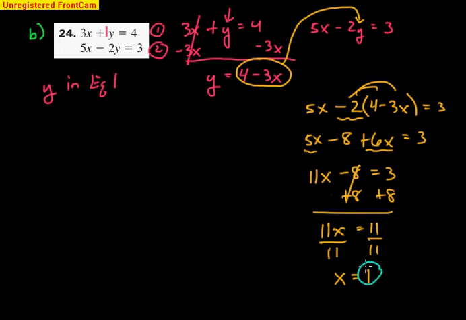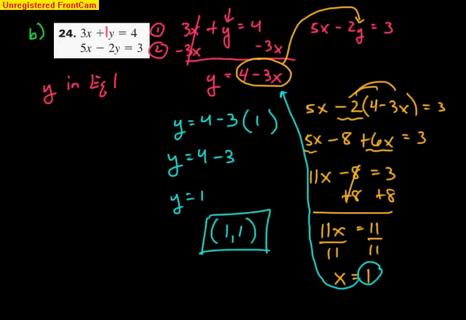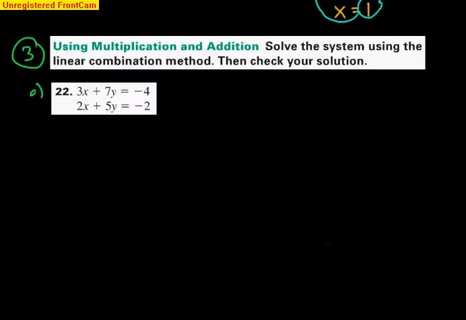And now these problems come full circle. This value of x goes into that first equation. Y equals 4 minus 3 times, what is x? X is 1. Y equals 4. This is a negative 3. Negative 3 times 1 is negative 3. And 4 minus 3 is 1. And I answer as a point. X first, y second. Okay? Alright, so there's substitution.